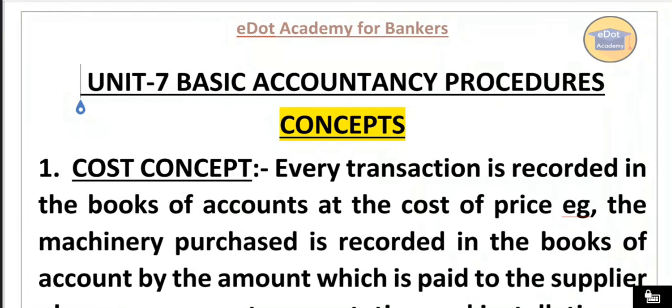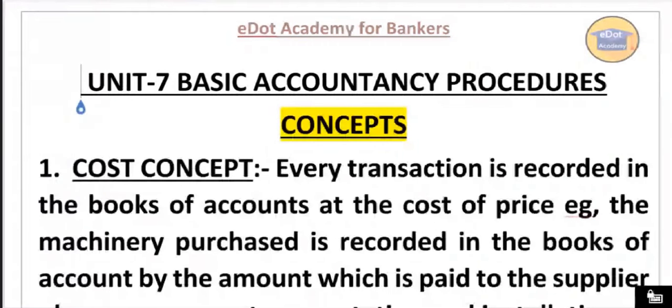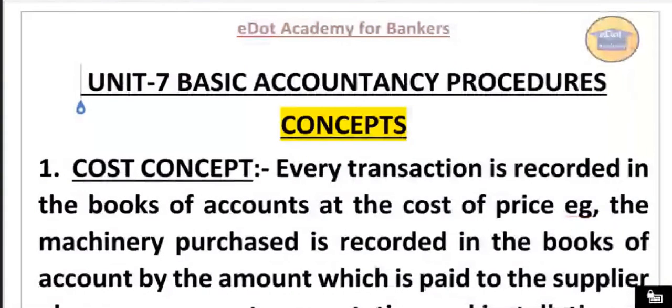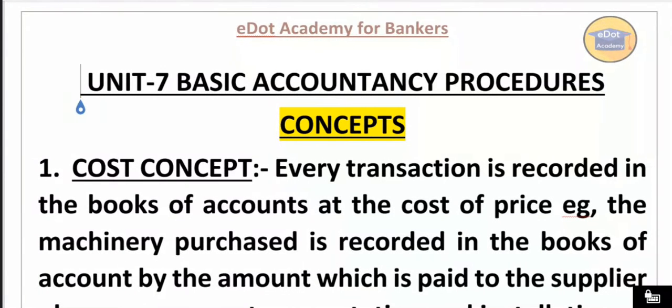Hello friends. So today I'm going to start unit 7, called basic accountancy procedure, and under this chapter we are going to study basic concepts of accountancy. This is part of JAIIB, contained in the book AFB, Accounting and Finance for Bankers. Let us see some basic concepts, and in this chapter a reverse question is always asked.